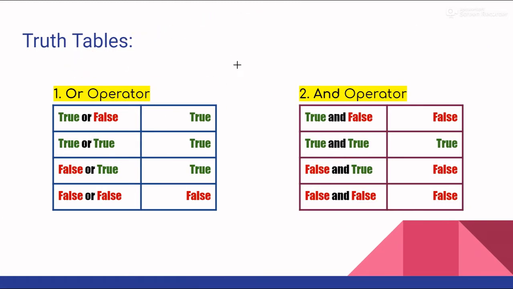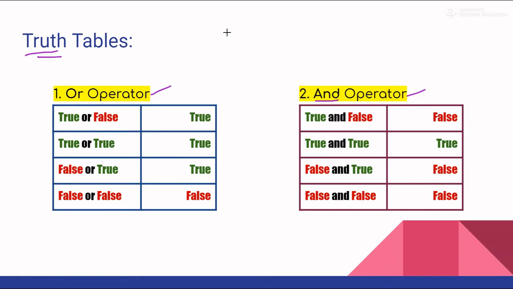Now basically don't look at any of these for now, just understand there are three types of logical operators. The first one is the OR operator, the second one is the AND operator, and the third one we will see later. So basically using logical operators we work on truth values, right? So let's first of all talk about the OR operator.